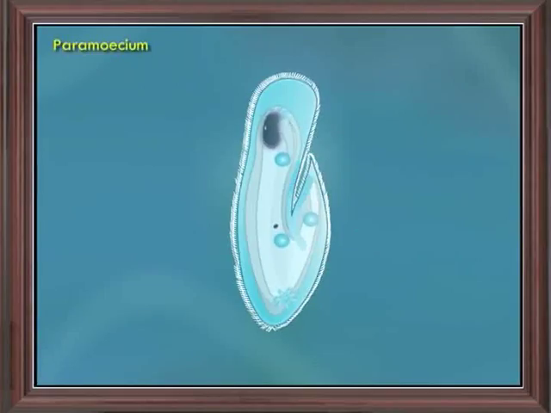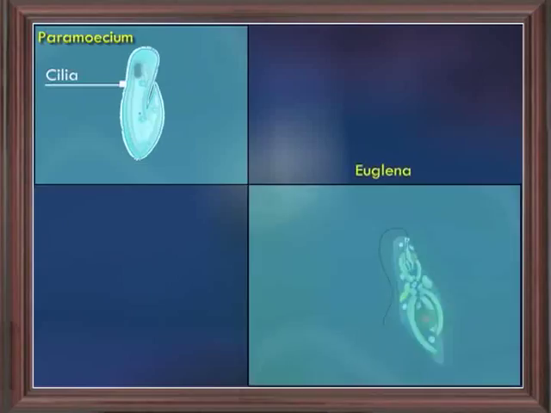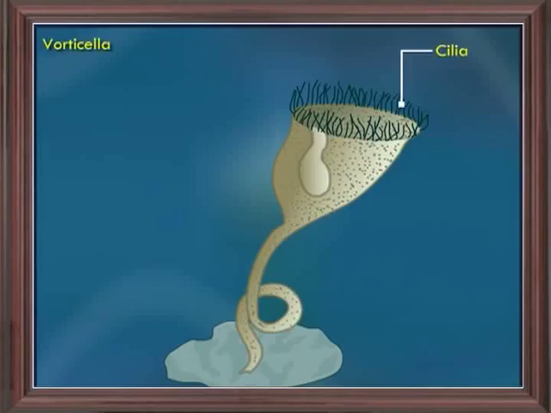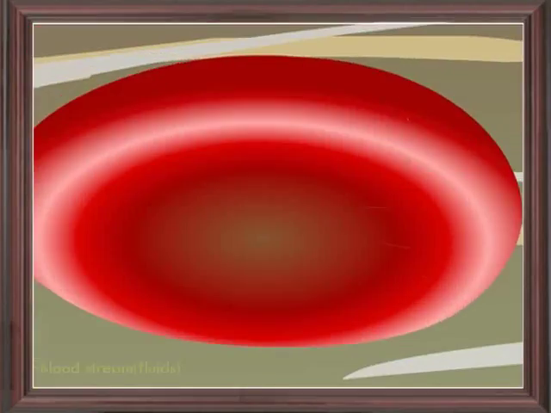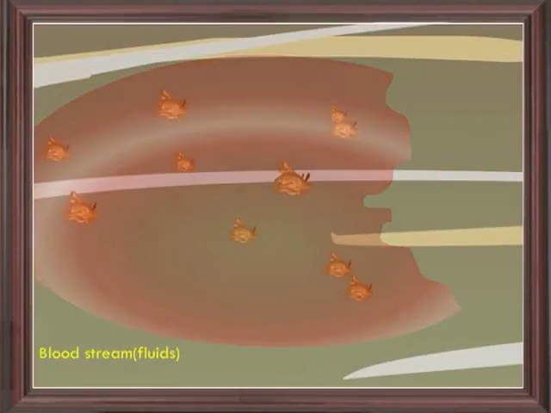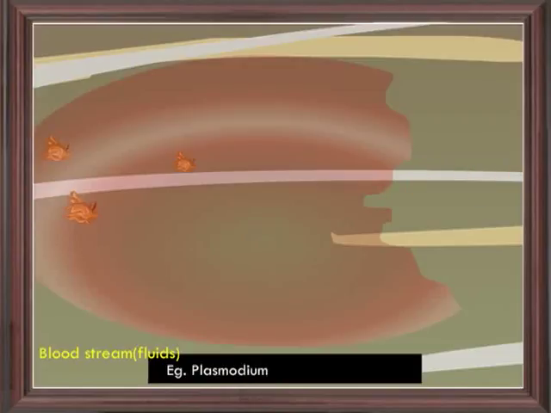The second type of protozoan, for example paramecium, moves with the help of cilia and euglena moves with the help of flagellum. The third group are sedentary in habit, attached to a place in the water, such as vorticella. There are some protozoans which do not have any locomotory organelles and depend on the moving fluids of the host. For example, Plasmodium or malarial parasite.